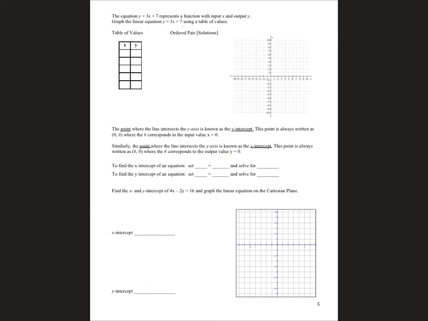Now, we have rules. We have linear equations, mappings, pairings of inputs and output values. So if I were to give you this equation, that represents a function. What is the rule? Y equals multiplying the input x times 3 and adding 7. That's the rule. Can we graph that line?